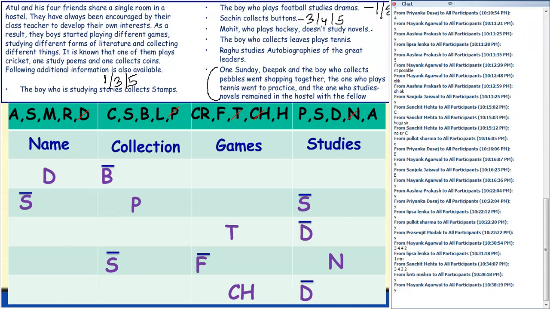Now, up next after this, Mohit, who plays hockey, doesn't study novels. So Mohit is playing hockey and he doesn't like novels. So Mohit is playing hockey. So for Mohit and hockey I can say this is the possibility. Mohit and hockey can come here. Mohit here and hockey here, no. Mohit will not come here, M bar. Okay, whenever Mohit and hockey come, they go together. And Mohit and hockey cannot come here either. Why? Because Mohit is not studying novels. So Mohit and hockey cannot come here either.